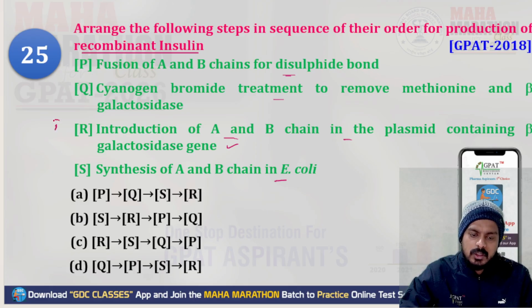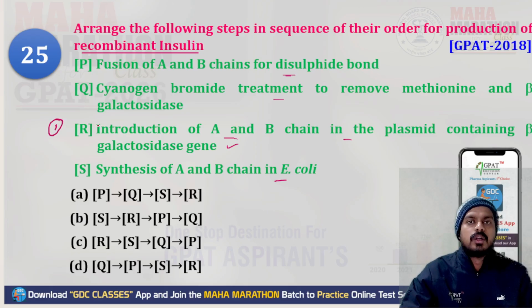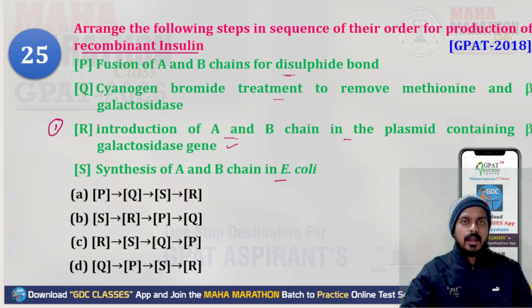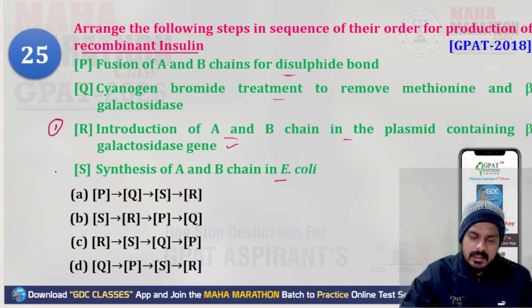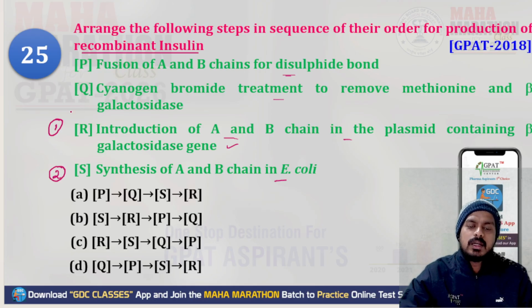So the first step is this. You need to introduce the A and B chain gene into the plasmid, then to bacteria. After you enter this, it will start synthesizing the AB chain. When this AB chain is synthesized, you need to apply cyanogen bromide treatment, okay, to remove the methionine and beta galactosidase. And the last step is used for fusion.